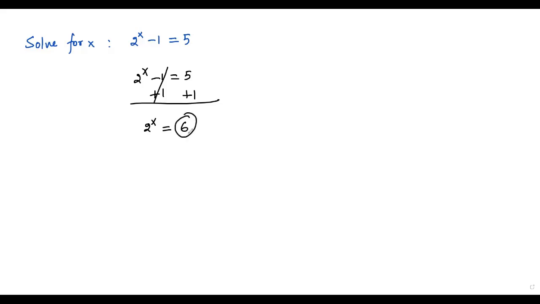For that, 6 must be a power of 2. But actually 6 is not a power of 2. So I don't think we can get the same base on both sides. So then how can we solve this exponential equation? The only option we have to solve this kind of exponential equation is using logarithm. That is, we have to take logarithm on both sides.